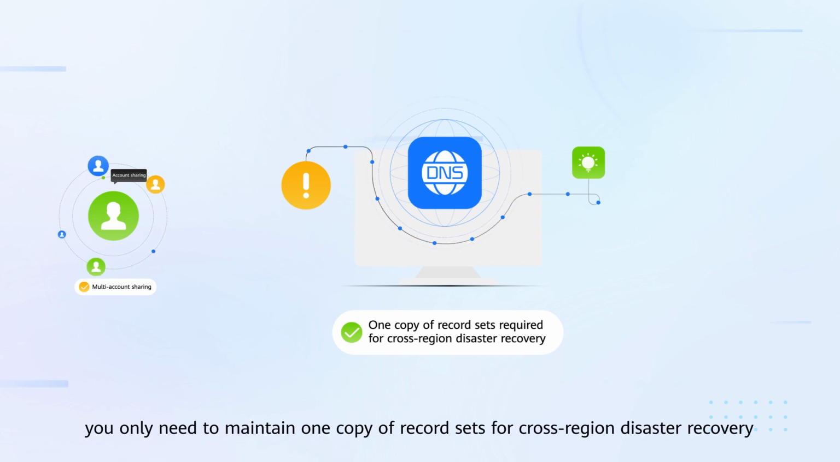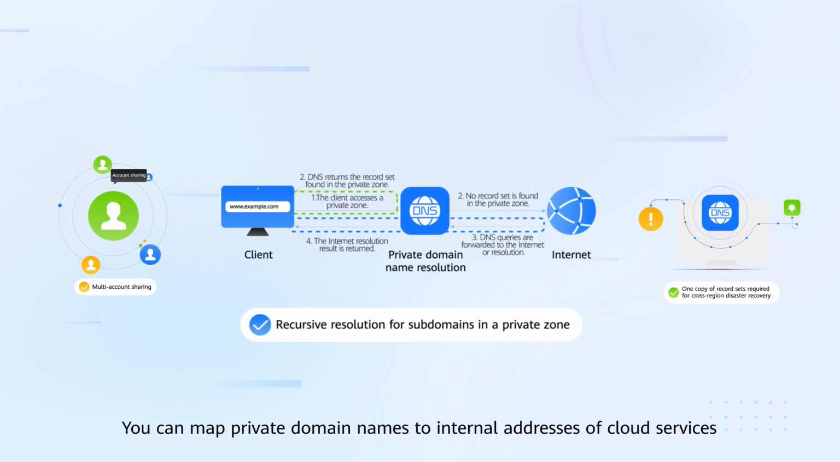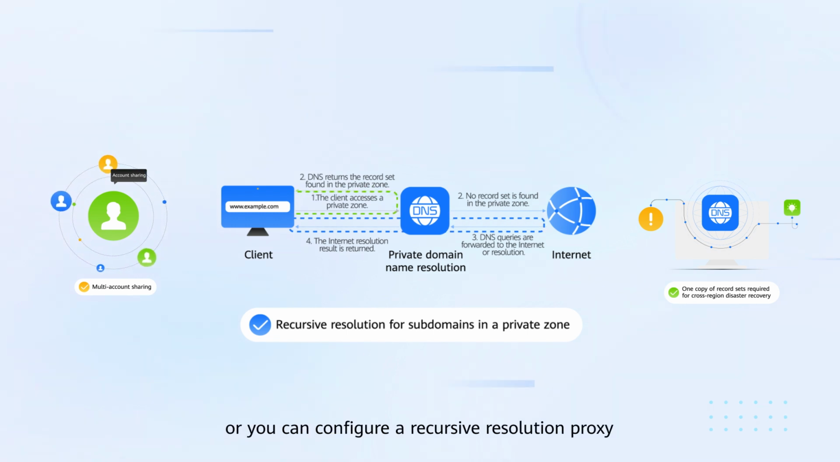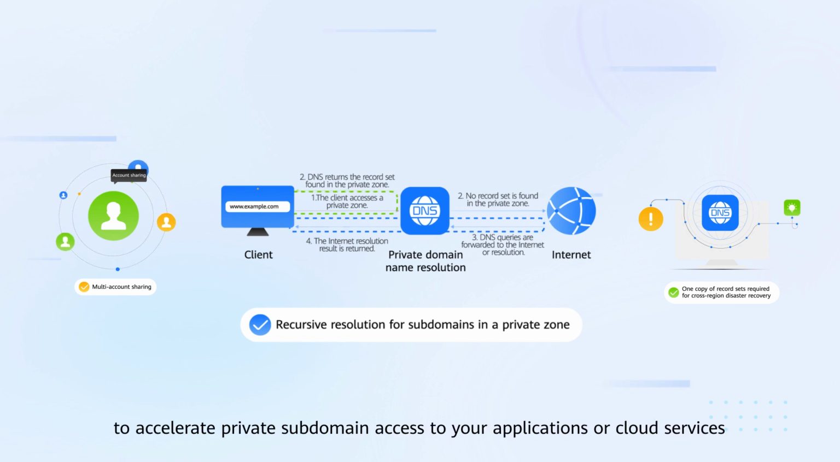In this way, you only need to maintain one copy of record sets for cross-region disaster recovery. You can map private domain names to internal addresses of cloud services to access these services from VPCs, or you can configure a recursive resolution proxy to accelerate private subdomain access to your applications or cloud services.